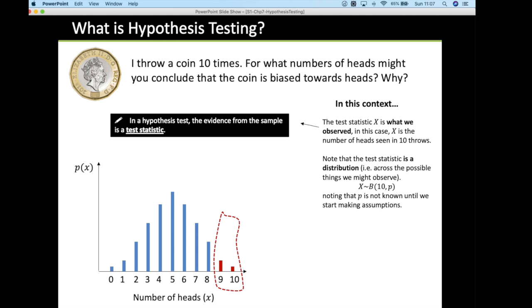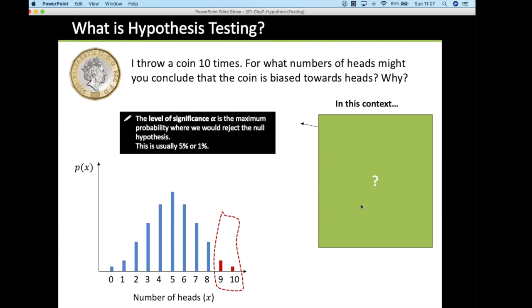Note that a test statistic is a distribution, i.e. across the possible things that we might observe. So here we've got a binomial distribution, with 10 flicks and the probability of P, noting that P is not known until we start to make the assumptions.